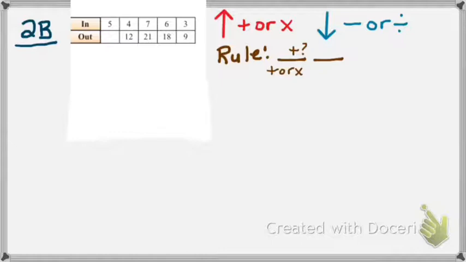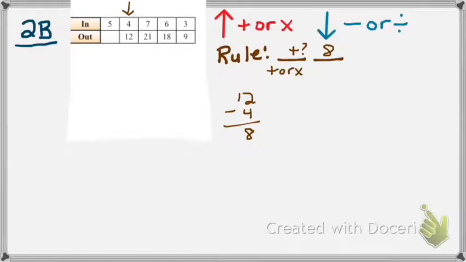In order to get the second blank, whether it's addition or subtraction, I must subtract any two numbers that are next to each other. So I'll take a look at these two numbers right here, the 4 and the 12. Remember, when we subtract, we put the larger number on top. So I'm going to say 12 minus 4, and I know that 12 minus 4 equals 8. So if this is an addition rule, the rule would be plus 8.